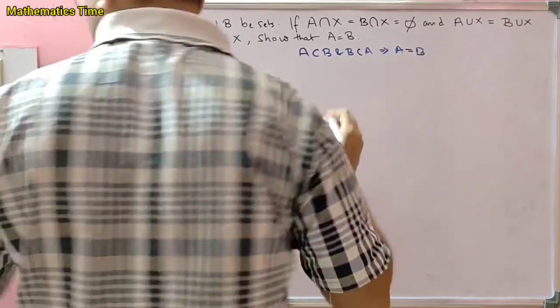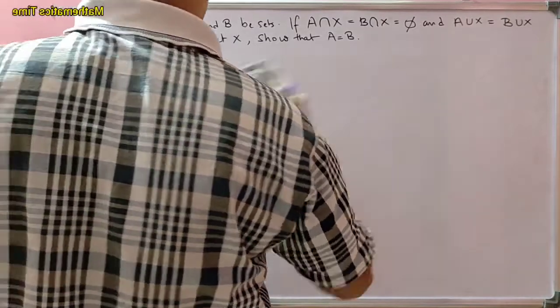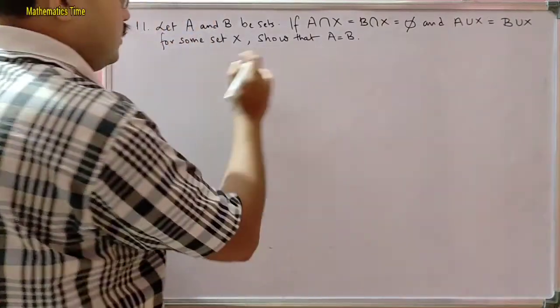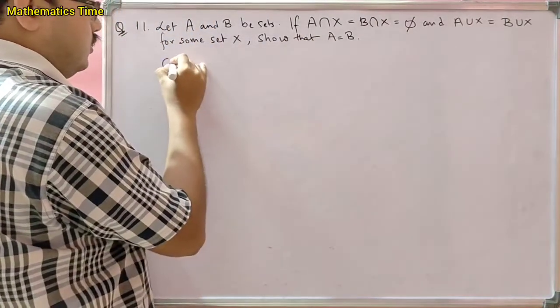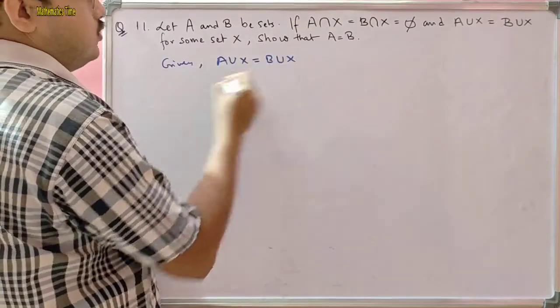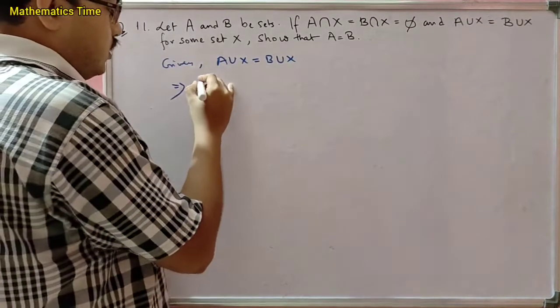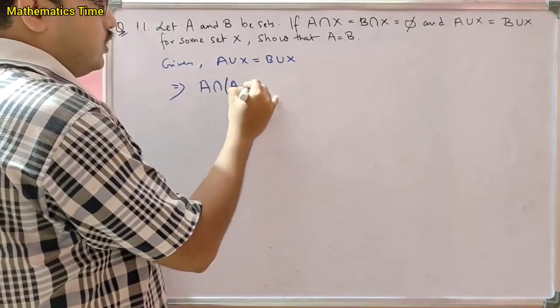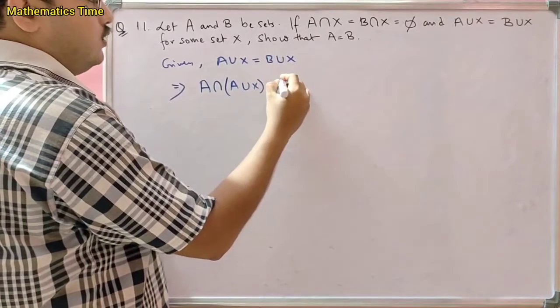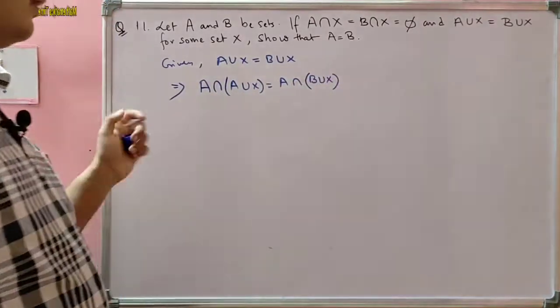This is the way we can solve this problem. Okay, so what is given? Given that A union X equal to B union X. Okay, so we are taking intersection on both sides with A. So A intersection (A union X) equal to A intersection (B union X). Okay, we are getting that.